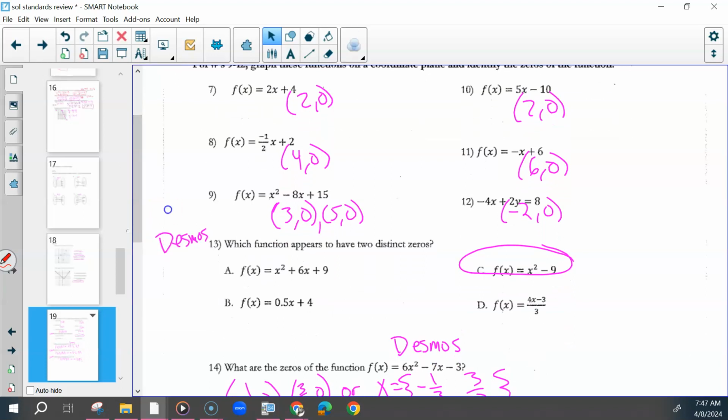You could have also put those into Desmos, saw which one had 2 x-intercepts, and the only one that did that was C.